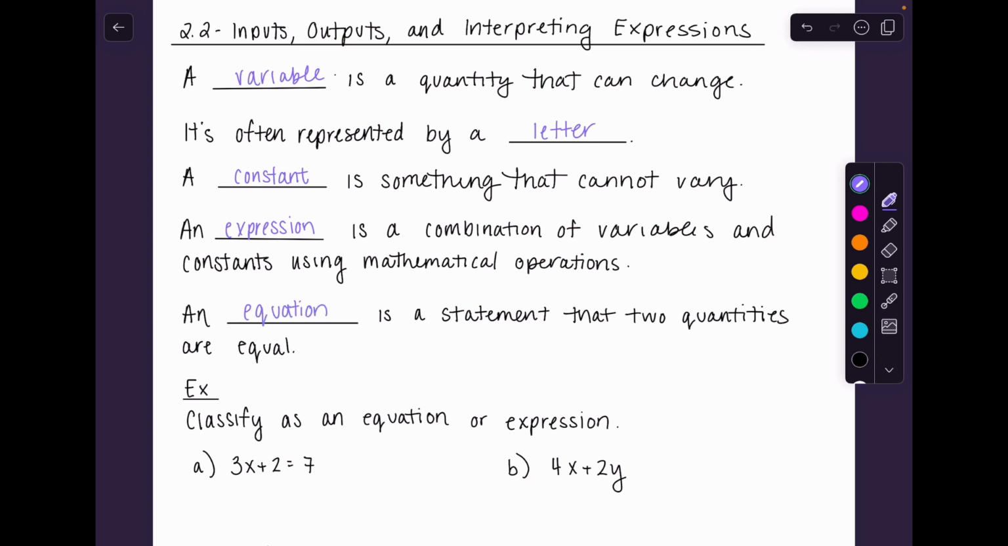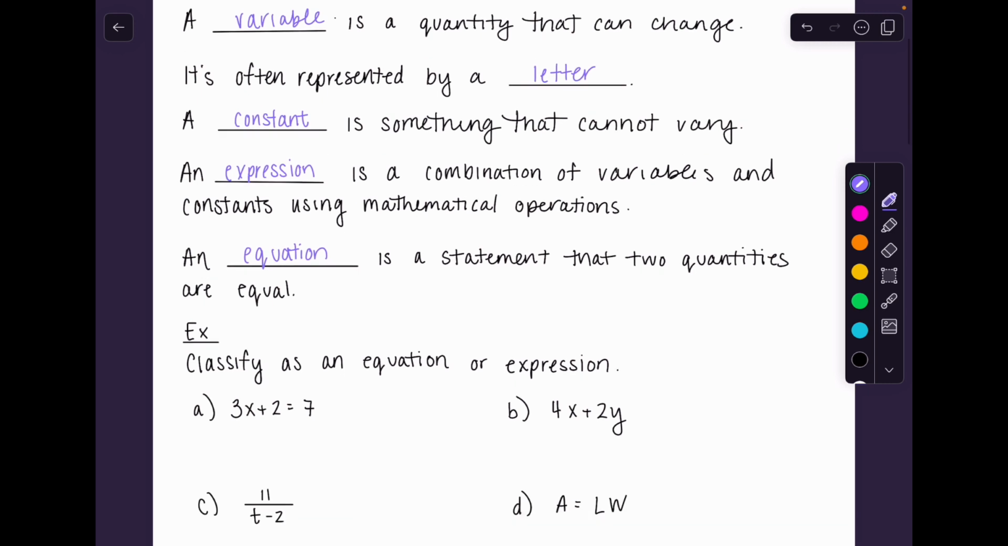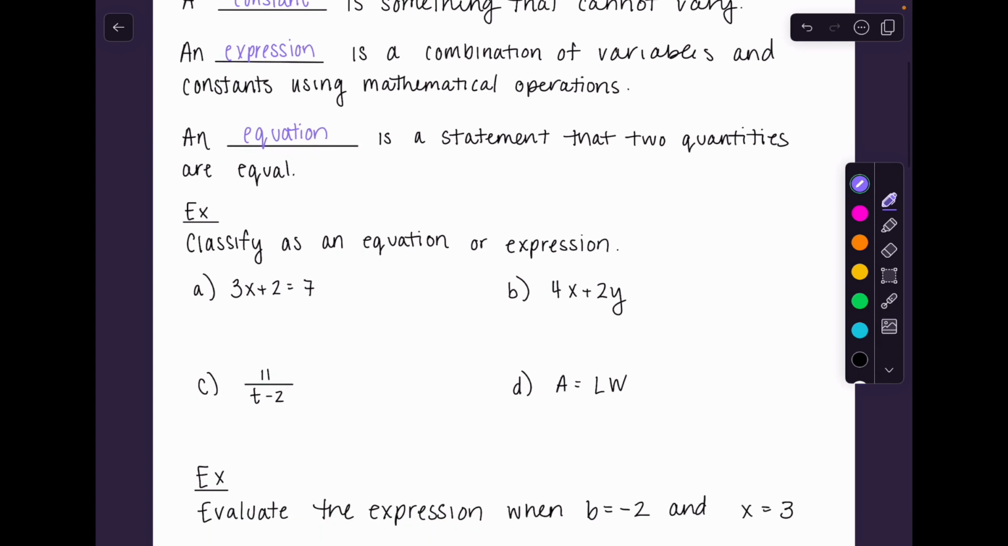I know those definitions seem similar to each other, but an expression is something that's just there. It's not set equal to anything else, whereas an equation says this expression is equal to this other one. So let's try an example. We're going to classify the given thing as an equation or an expression.